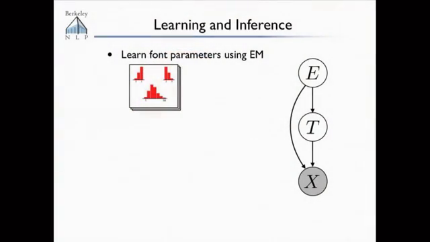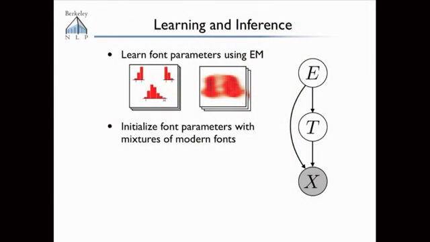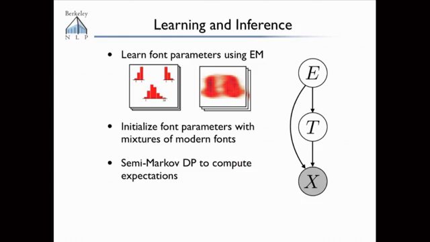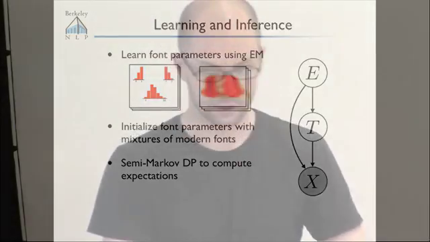Okay, so I'll actually talk about learning. We use EM to learn the font parameters, and so that again means learning both the multinomials governing the layout and the glyph shape parameters specifying glyph shape. We initialize EM using font parameters that come from mixtures of modern fonts. We took all the fonts that appear on the Ubuntu distribution and mixed them down. And in order to get the expectations that we need for EM, we run the semi-Markov dynamic program, because the model itself is an instance of a hidden semi-Markov model.